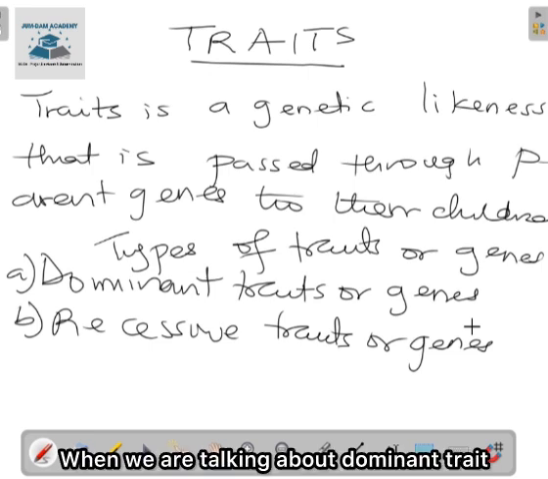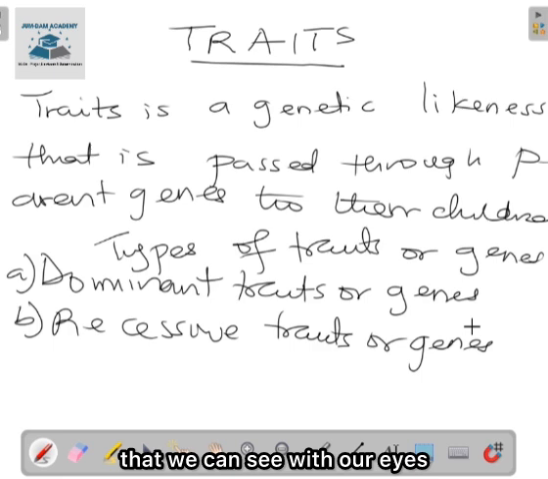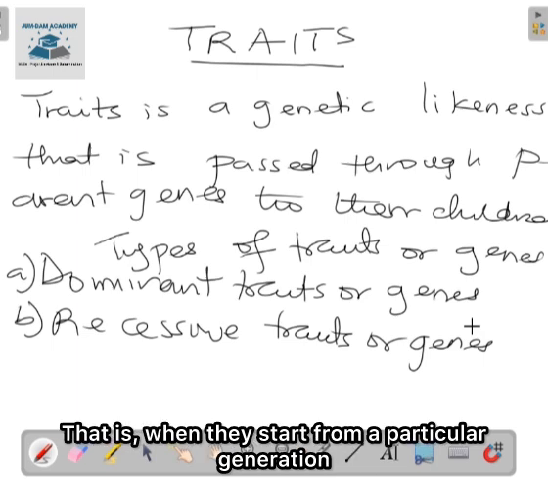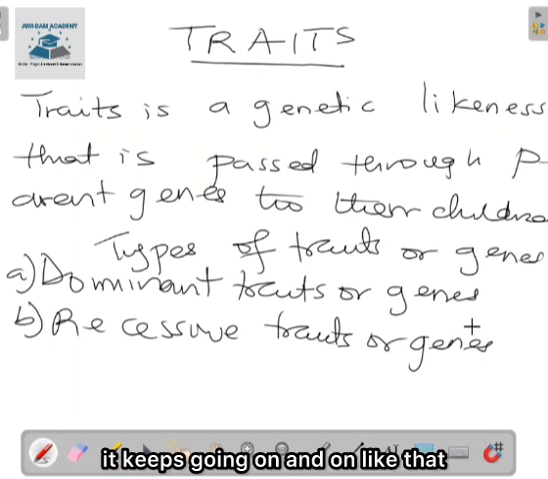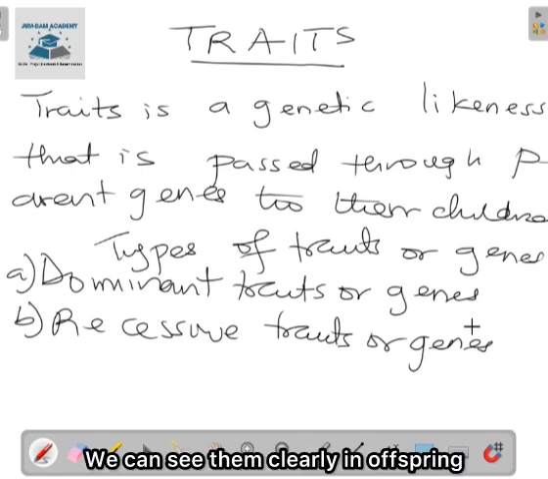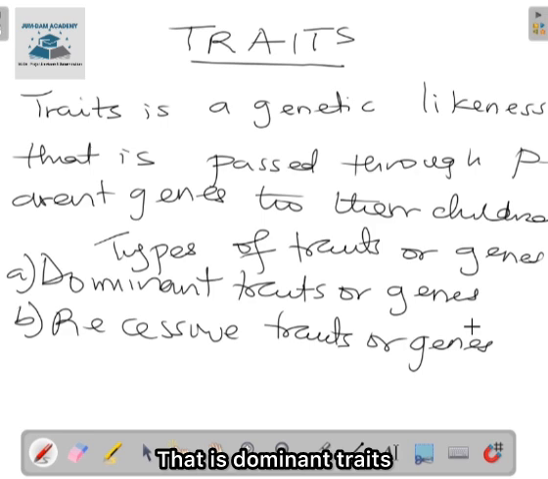When we are talking about dominant trait, this is a gene or trait that manifests physically in offspring. They are traits that we can see with our eyes on offspring, and they continue to appear in each generation. That is, when they start from a particular generation, it keeps going on and on like that. That is dominant gene or trait. They can be seen, they manifest physically, we can see them clearly in offspring, and they continue to appear from one generation to another. That is dominant trait.